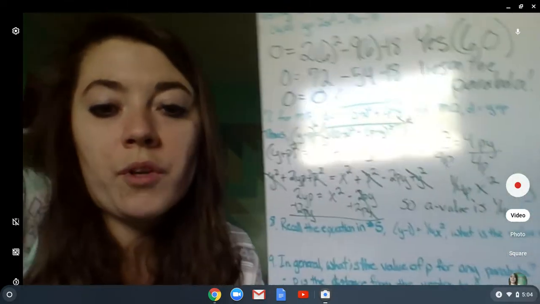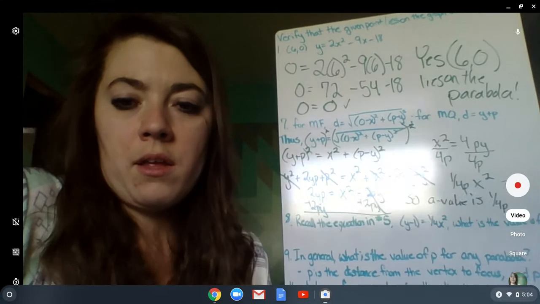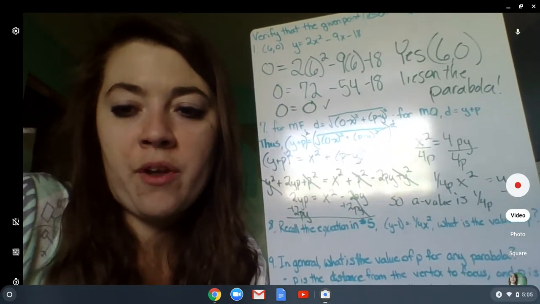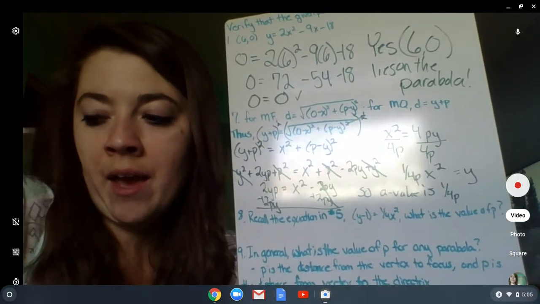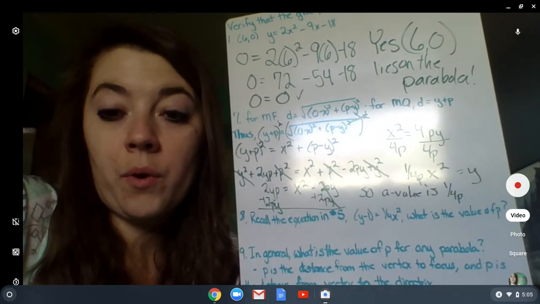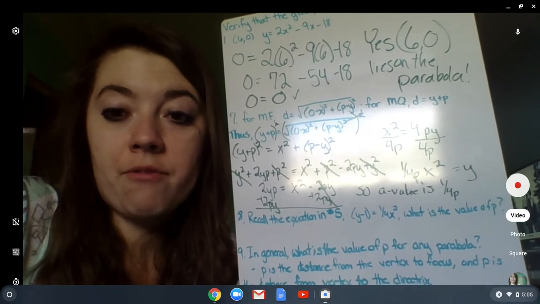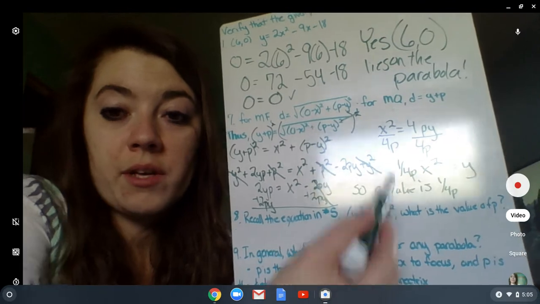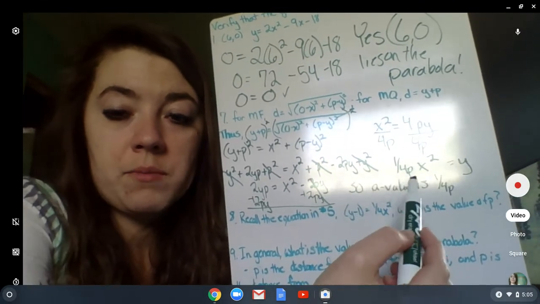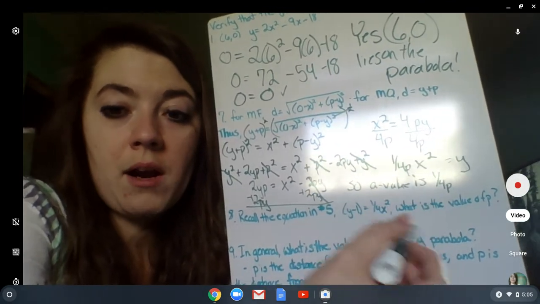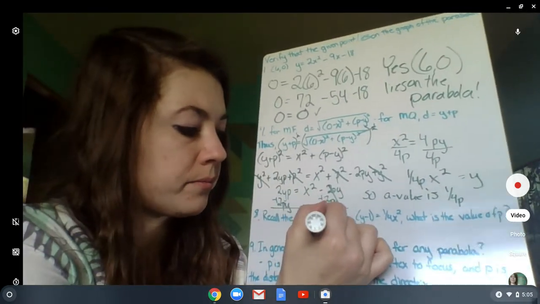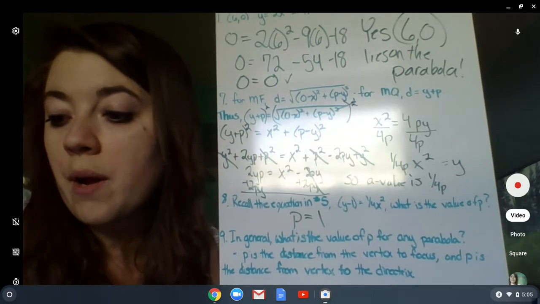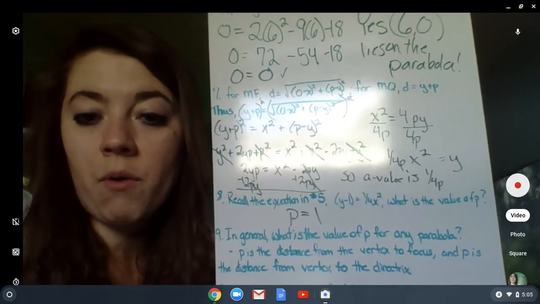So now, question 8, recall the equation in number 5. Y minus 1 equals 1/4 x squared. What is the value of p? Well, what's the value of p going to be if we have the 1/4 x squared? Y equals 1/4 x squared. Y equals 1/4 p x squared. So p has to be 1. P equals 1.